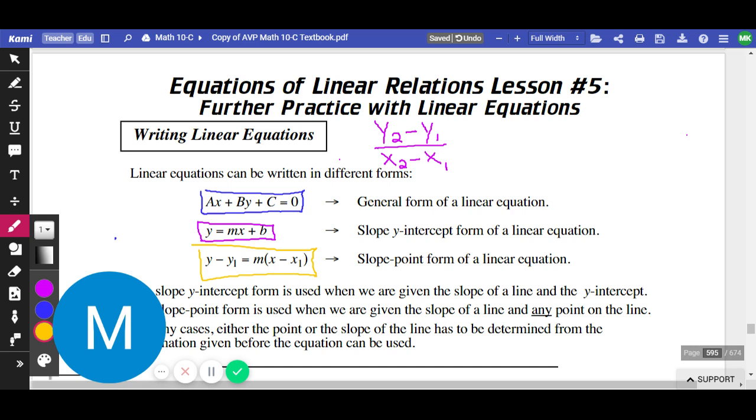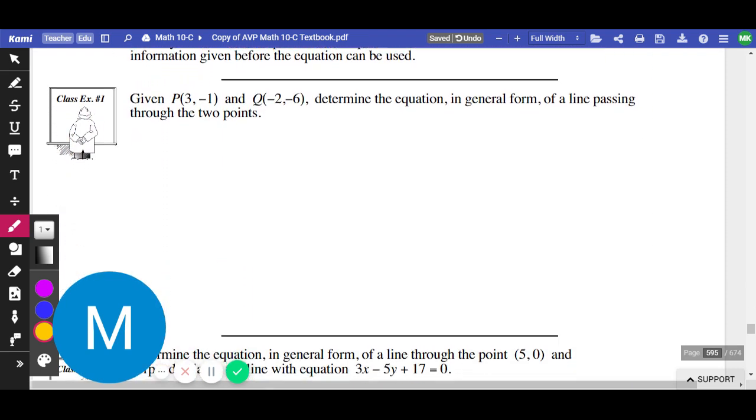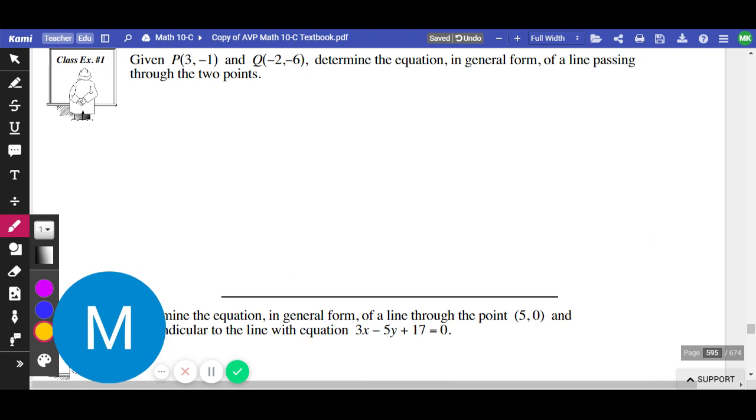Today we're going to create equations, and we're going to try to utilize all of these, as well as the other info leading up to it, like slope and all that jazz. Awesome. Example 1. It says, given point P at (3, -1) and Q at (-2, -6), determine the equation. Remember, when we read that, determine the equation means create. So create an equation in general form.